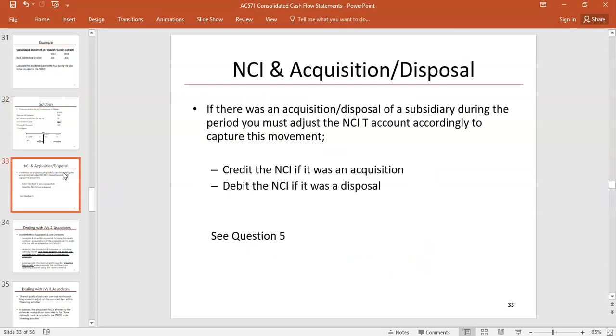Have a look at question 5 when you get a chance, and then move on to 6, 7, 8 and 9, which are more exam standard questions. But to do an NCI from the cash flow perspective, you need to know how to do an NCI from the normal consolidated perspective. So they all link together.